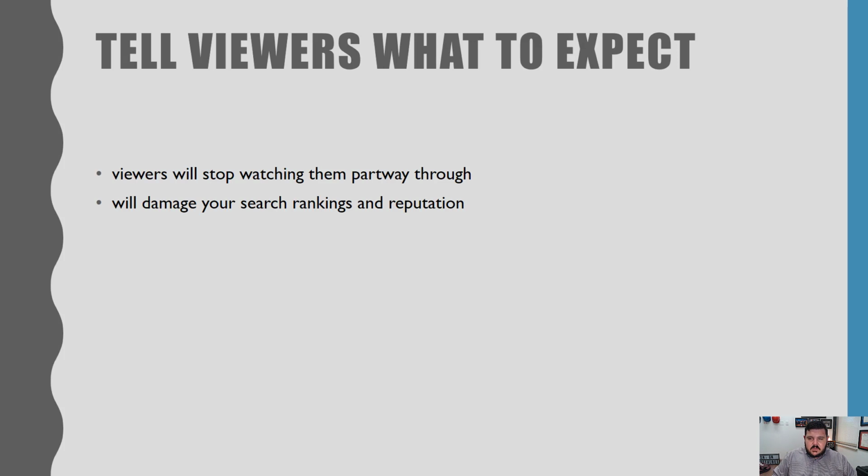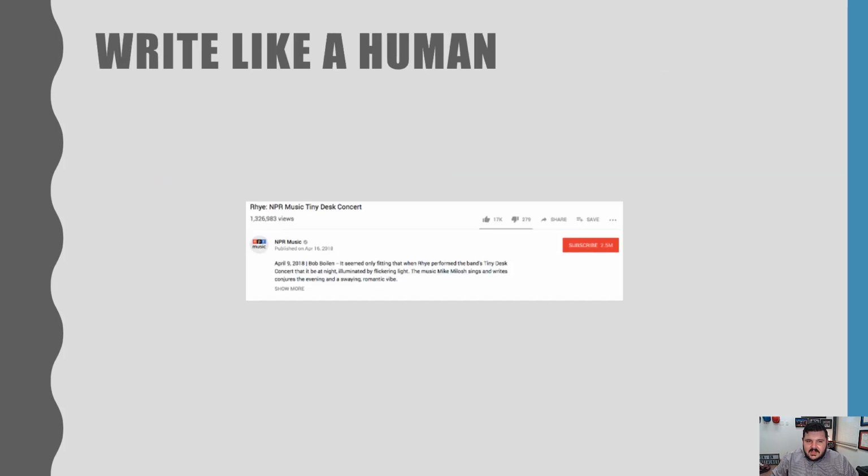If you misrepresent your videos, viewers will stop watching them partway through. This will damage your search rankings. This will also damage your reputation. You want to avoid clickbait titles and irrelevant keywords. They may help you rank at first because you'll get a lot of clicks, but YouTube's search algorithm will see that very short watch time and will know that people are not interested in it, a couple seconds into it, because it's not what they expected. The content did not match the title. So avoid it.